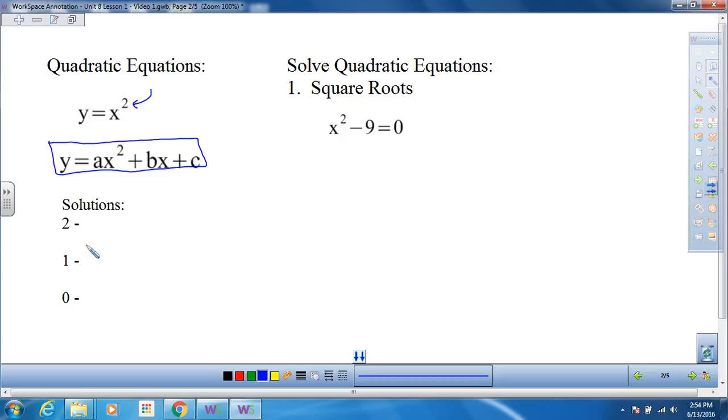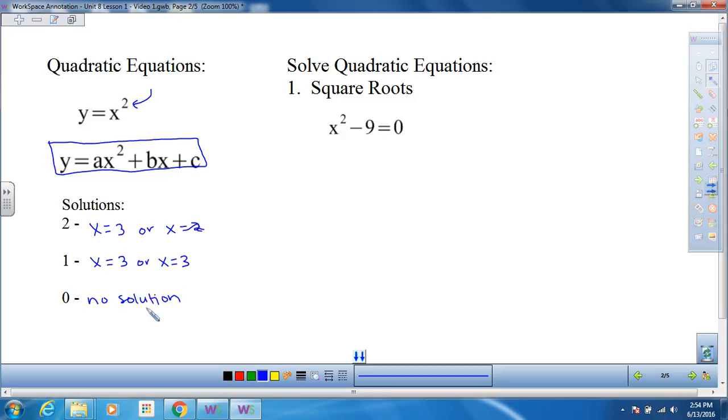You can have 2 solutions, 1 solution, or 0 solutions. So typically you have 2 solutions. When you're solving, you'll get like x equals 3 or x equals 2. Sometimes you can have 1 solution, and that would just be if you happen to get 3 twice, or you could have no solution.